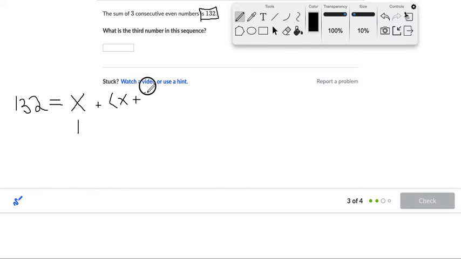And if we think about this in terms of numbers we know, it kind of makes sense. So let's say the first number was 14, right? 14. The next even number is going to be 16. And 16 is 2 more than 14. All right, so there's our second term. Our third term is just going to be our second term plus another 2. In other words, x plus 2 plus another 2, or x plus 4. Just like that.